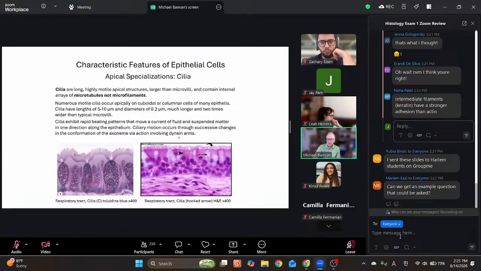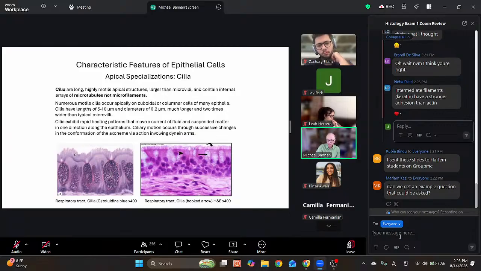Our second apical specialization is the cilia. Cilia differ from microvilli. Number one, you can see them on H&E stained light microscopic sections. Look at this image down here. The cilia are distinct and easily seen along the apical edge of the cell.